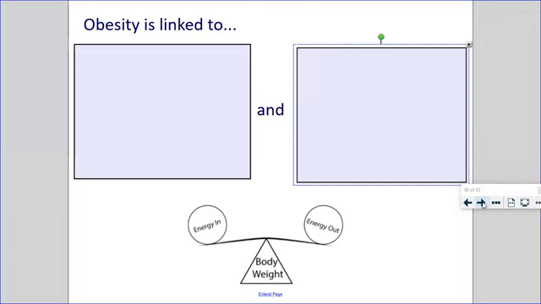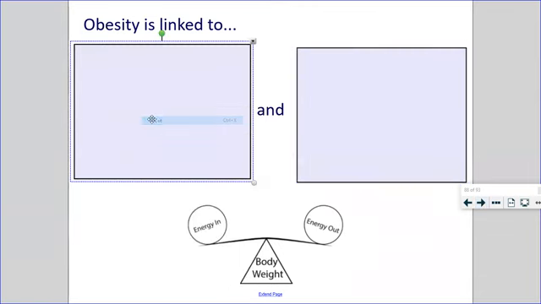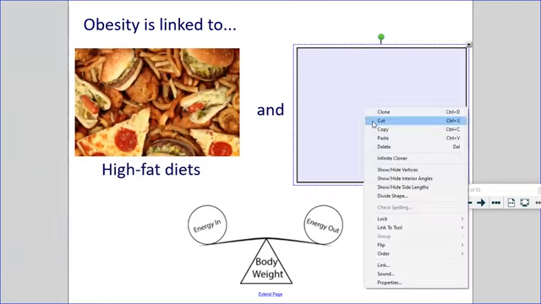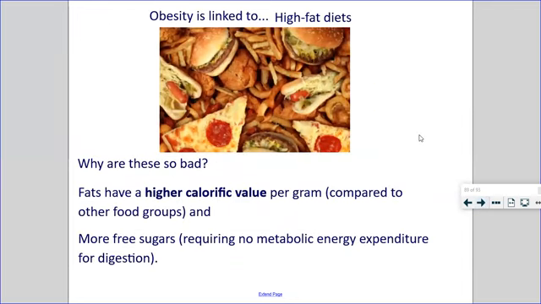What causes obesity? Well, it's pretty simple, really. Energy in and energy out. So if your diet's not good, high fat diets in particular, and if you do very little, you don't expend a lot of energy, then it can lead to obesity. So high fat diets are bad for you because fat as a food group has a lot of calories in it compared to other types of food. And it also contains sugars, the types of sugars that are very easy to break down and don't require a lot of energy to digest.